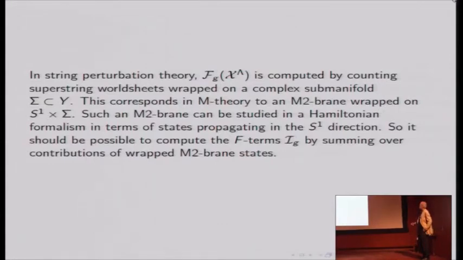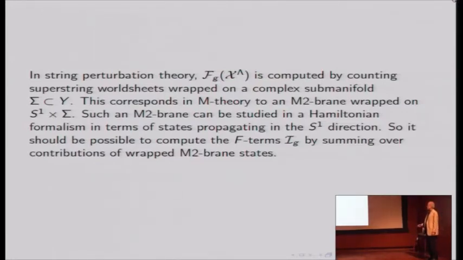Now, in string perturbation theory, F sub g comes from genus G string worldsheets, which get wrapped on a submanifold sigma in Y, and the relation to topological string theory says that the important sigmas are holomorphic submanifolds. So, hopefully you know that a superstring worldsheet sigma corresponds in M theory to an M2 brane whose worldsheet is a circle times sigma, where S1 is the M theory circle. And in weakly coupled string theory, the circle is so little you don't notice it. And averaging over the circle, you interpret the M2 brane worldsheet as a string worldsheet.